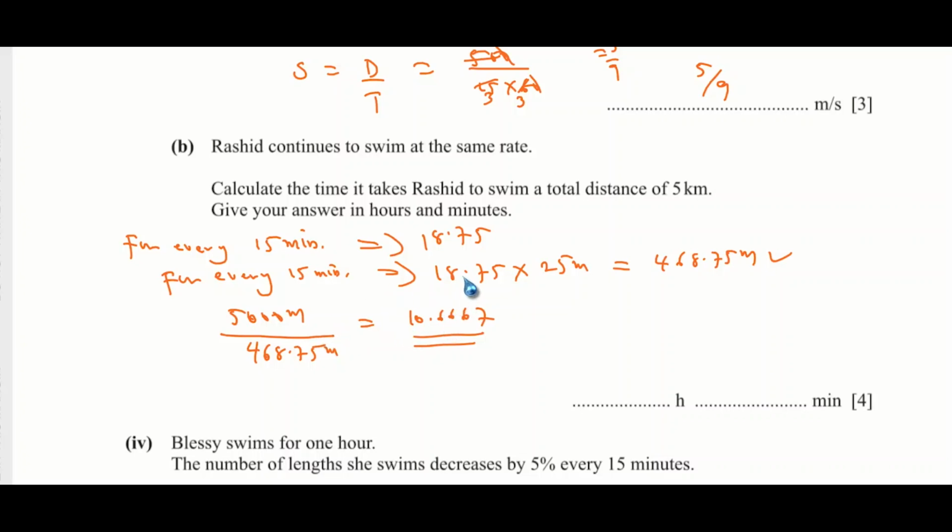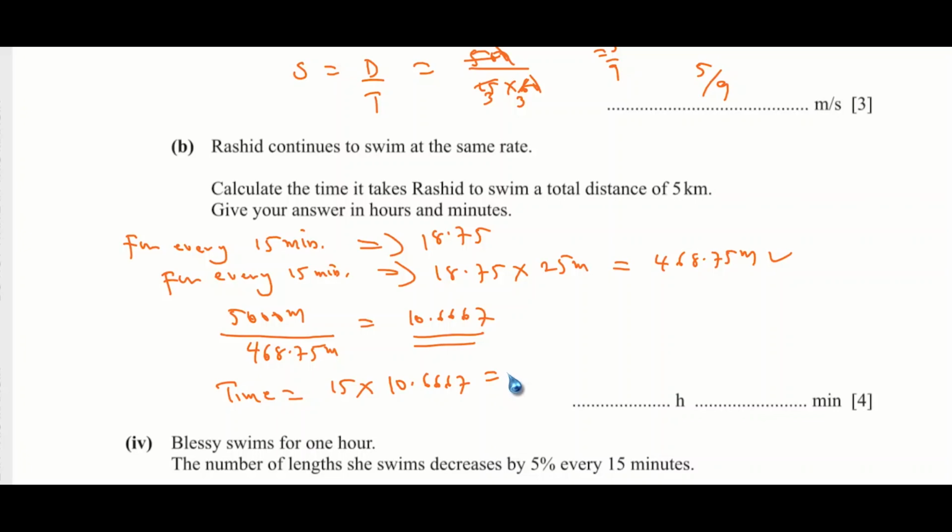So it means there are 10.6667 lots of 15 minutes in 5 kilometers. Then to get the time taken to cover the 5 kilometers, the time will be equal to 15 minutes for every lot, times the number of lots in 5 kilometers. So we have to multiply by 10.6667.